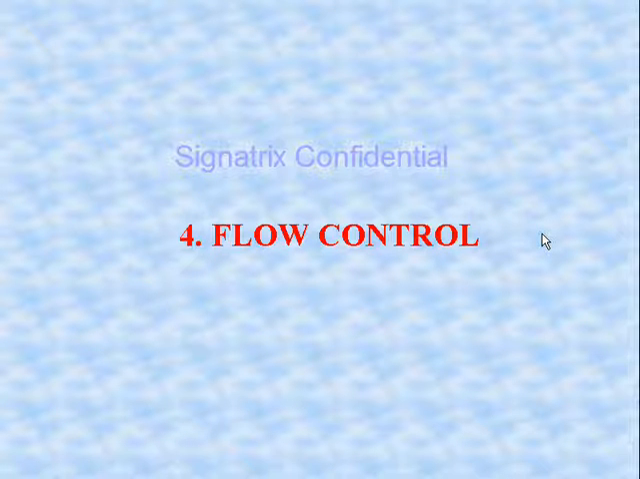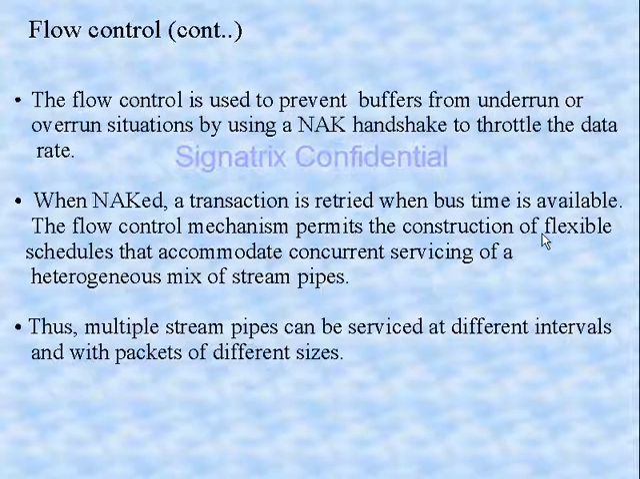The wireless USB protocol discussion is flow control. Okay, next we are going to see about flow control. Before that, we have to know what flow control actually is and when we are going to use this concept, right? So flow control is used to prevent buffers from underrun or overrun situation by using negative acknowledgement handshake to throttle the data rate.